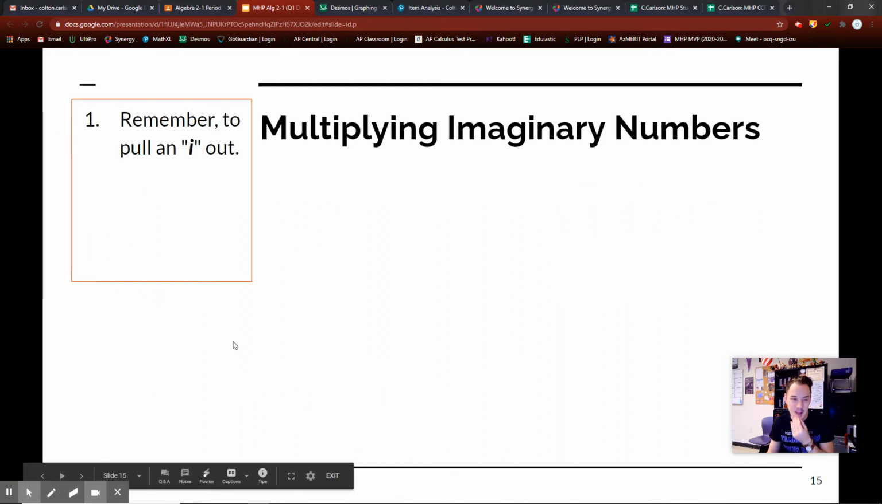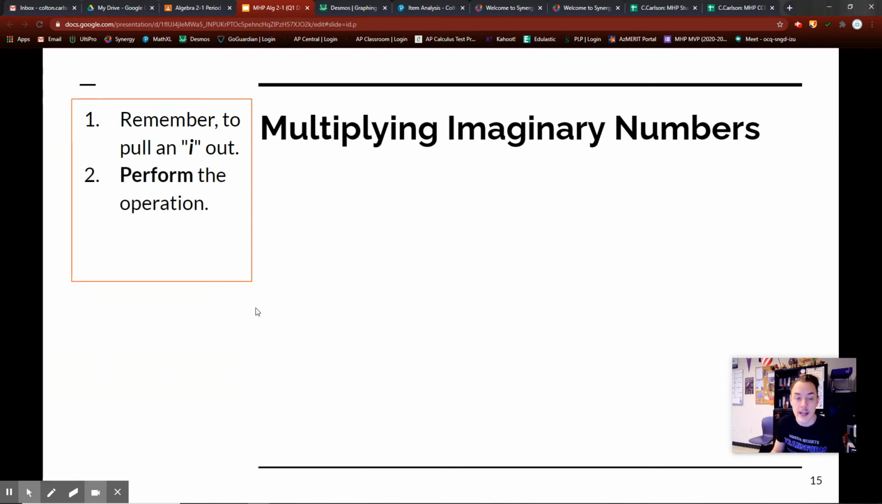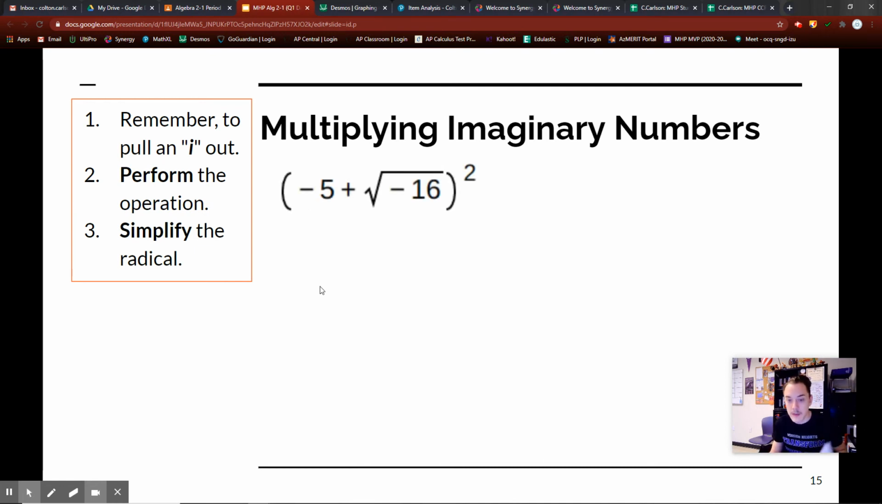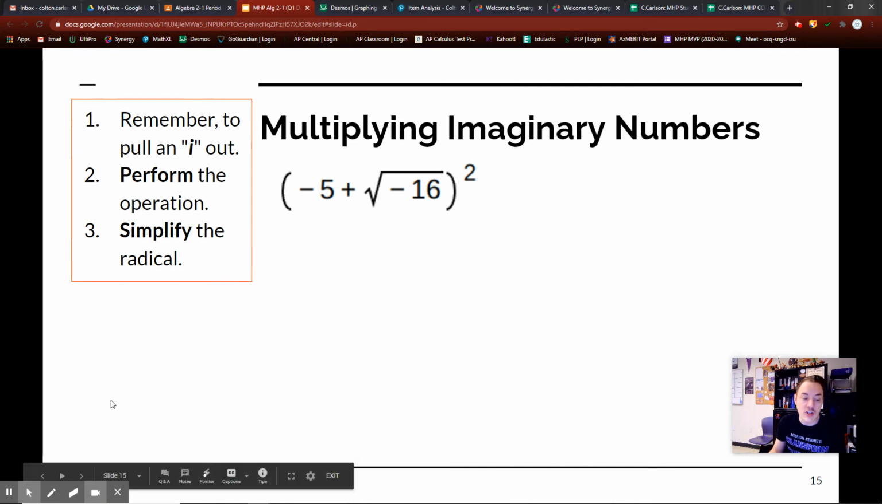How do I multiply them? Well, remember to pull an i out. That's definitely the first thing I would recommend. Second thing is perform the actual operation, in this case multiplication, and then simplify the radical. When I have something like this, what this means, guys, is I'm actually going to double it. Squared means double, and so I'm going to double this.